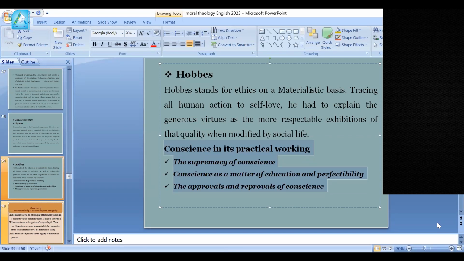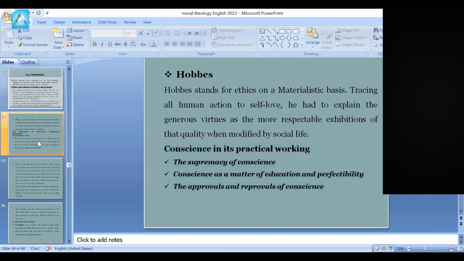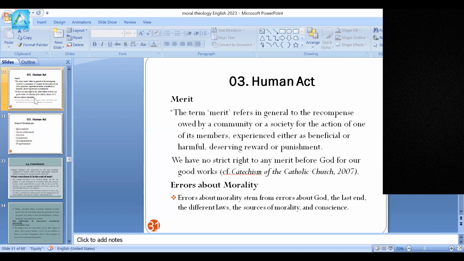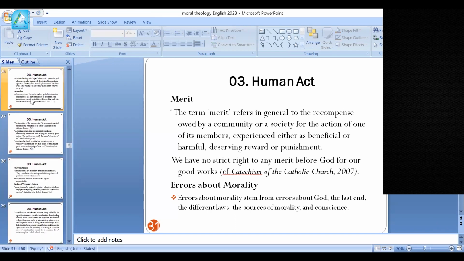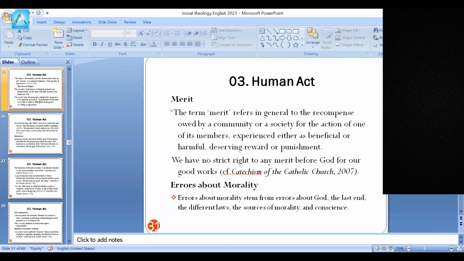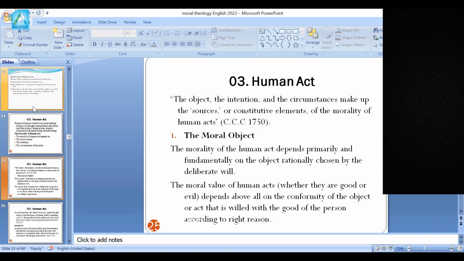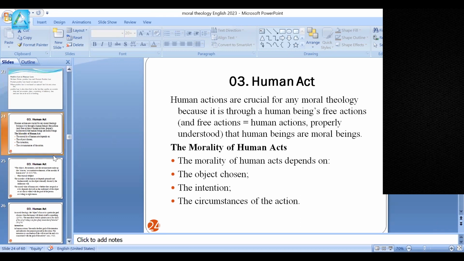Now we move on to the fourth chapter, which is on human act. The expression human act means an act or an action done by a human being with knowledge and consent. Any action done by a person with knowledge and consent.